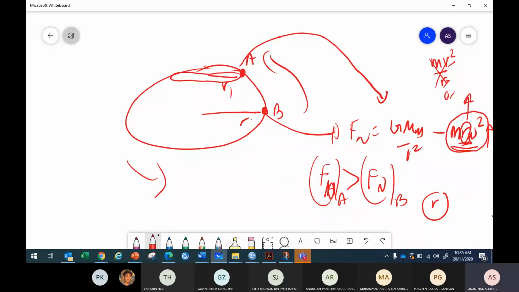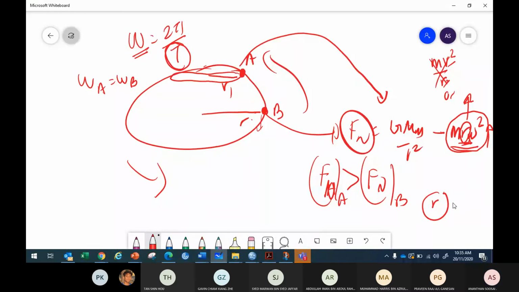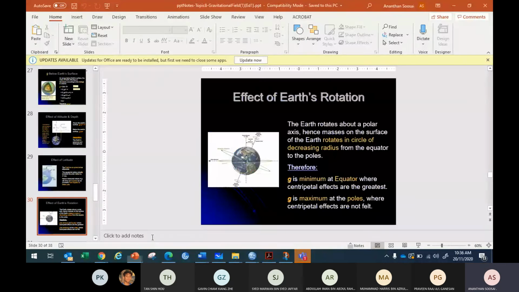So r gets bigger. Omega is the same. Omega at a and b is the same, right? Why is omega the same? Omega is 2 pi over the period of rotation, which is the same. So omega a is the same as omega b. So when r gets bigger, the centripetal effect gets bigger at the equator. So the normal force is smaller, so the apparent weight is smaller at the equator. That's the idea explained by this.